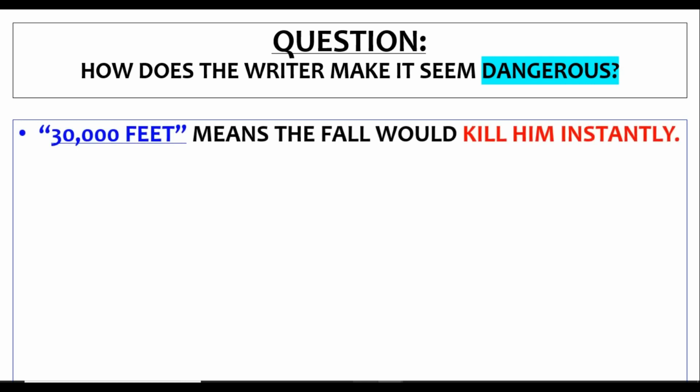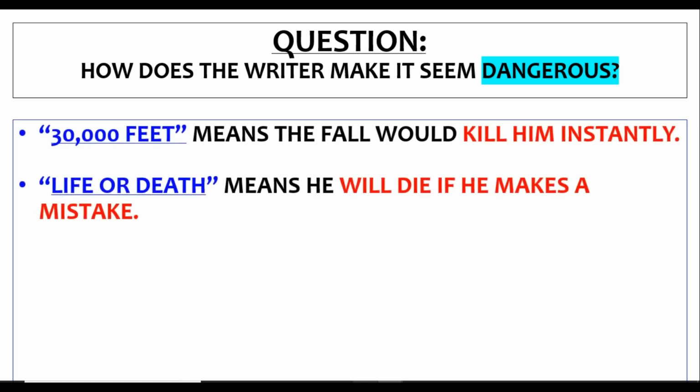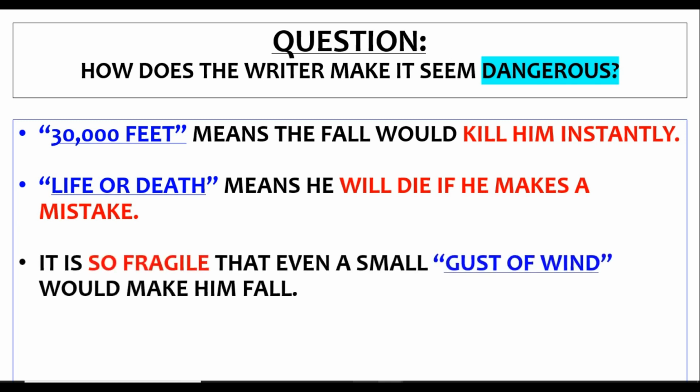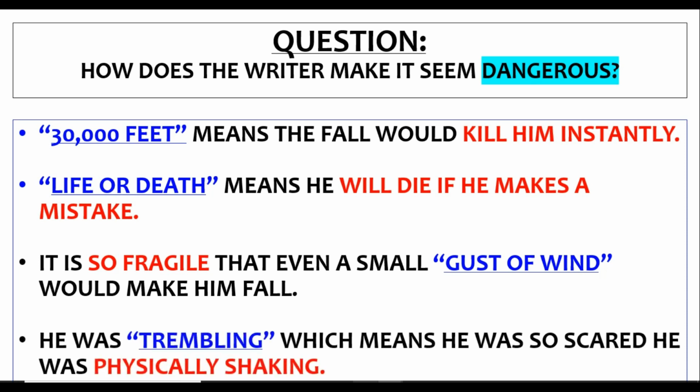Well, let's look at each one. 30,000 feet means the fall would kill him instantly. Life or death means he will die if he makes a mistake. It is so fragile that even a small gust of wind would make him fall. That's the point of the writer putting gust of wind. And trembling, this shows it's dangerous because he was so scared he was physically shaking.